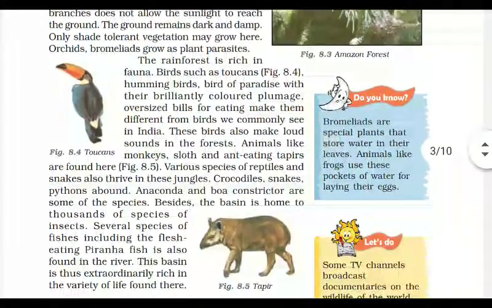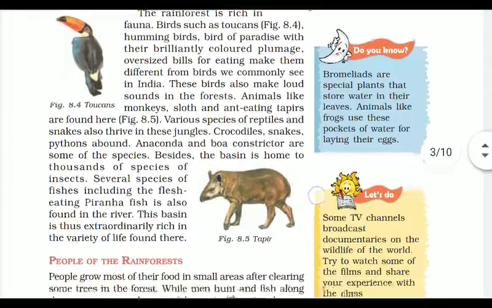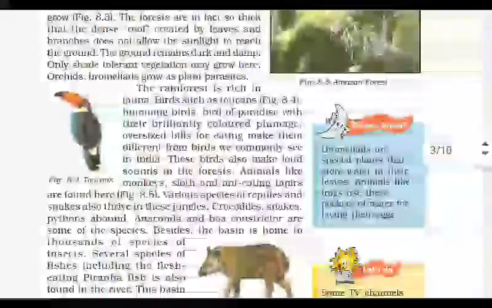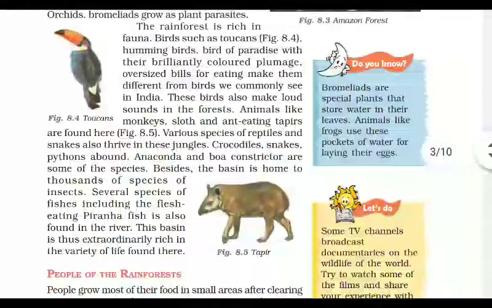The rainforest is rich in fauna. Fauna means animals, right? Birds such as toucans, hummingbirds, and birds of paradise have brilliantly colored plumage. Oversized bills for eating make them different from the birds we commonly see in India. These birds also make a loud sound in the forest. Animals like the monkey, sloth, and ant-eating tapir are found here. This is a tapir, and a picture is given here. Then there are the crocodile, snake, and python. Have you heard about the anaconda? Anaconda and the boa constrictor are some of the species.